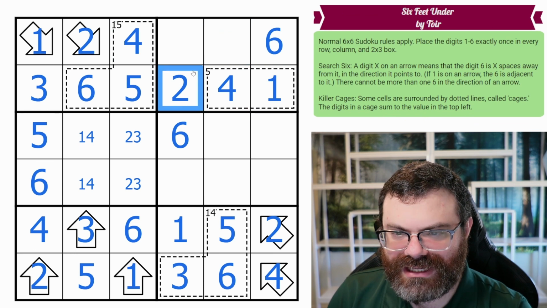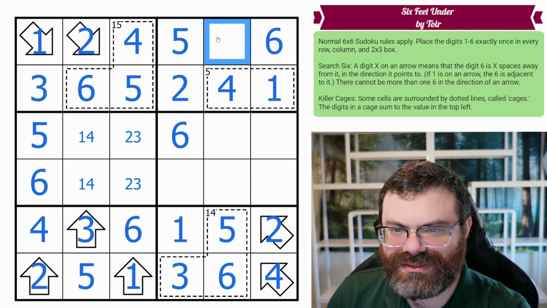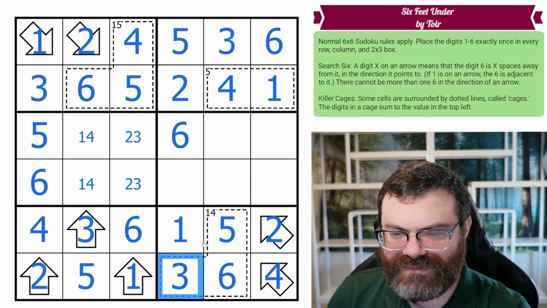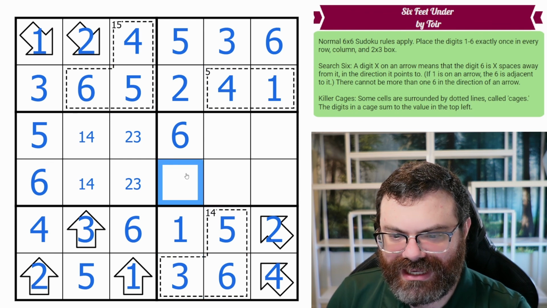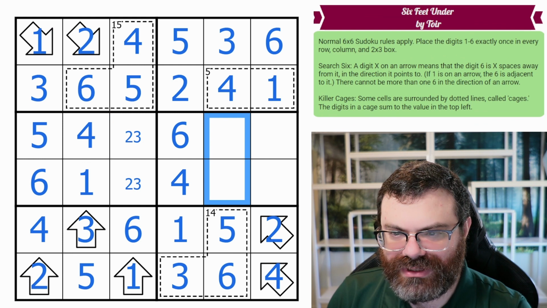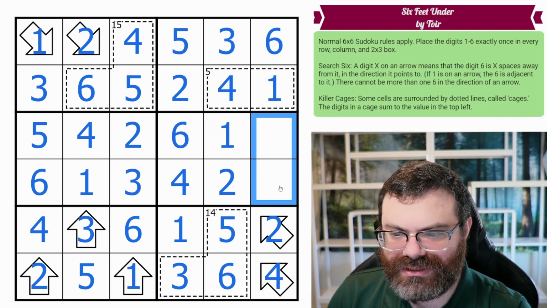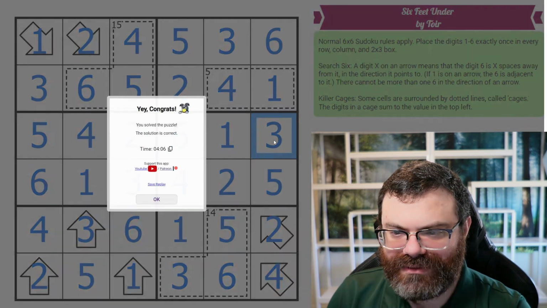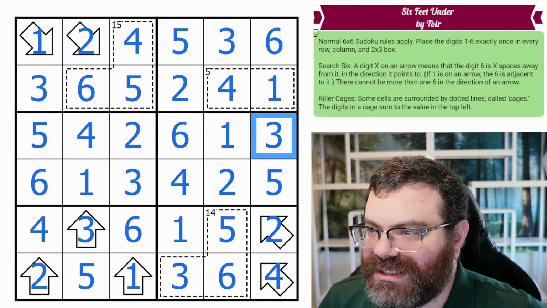This is 3 and 5. If I can click correctly, this is 5 and 3 because of the 3 and the 5 there. This is a 4. That's 1 and 4. These two are 1 and 2. Okay. And these two are 3 and 5. Like that. All right. Very nice puzzle, Toir.